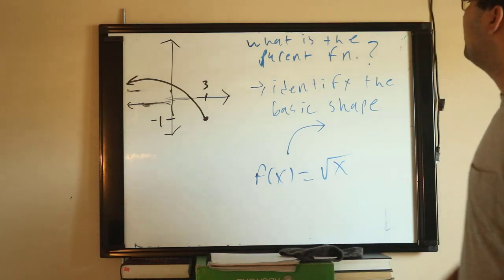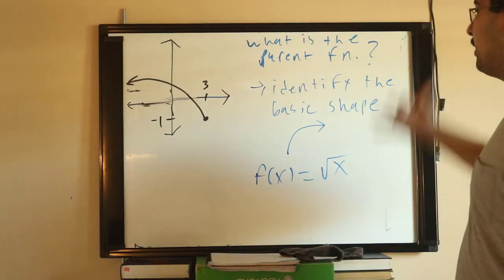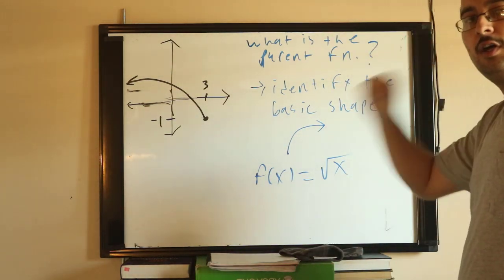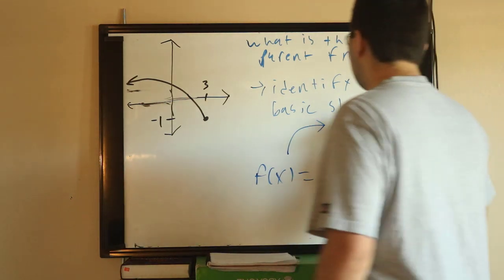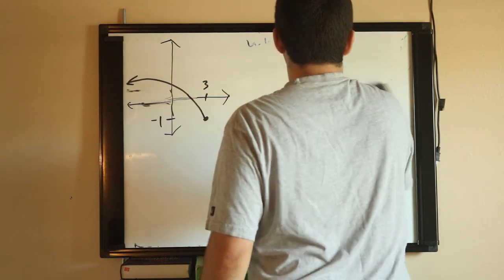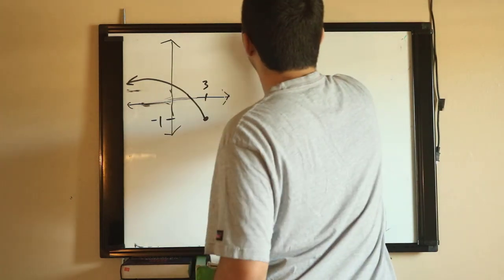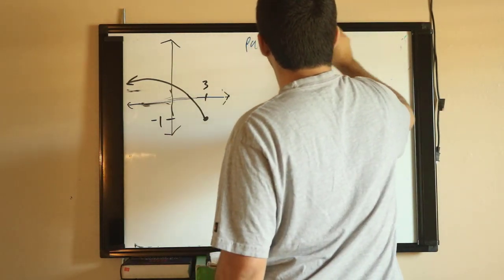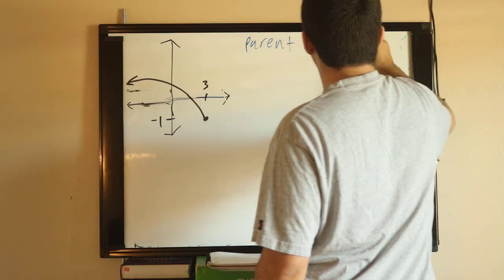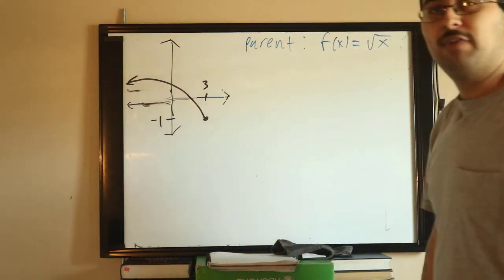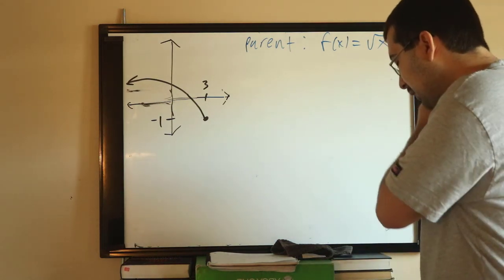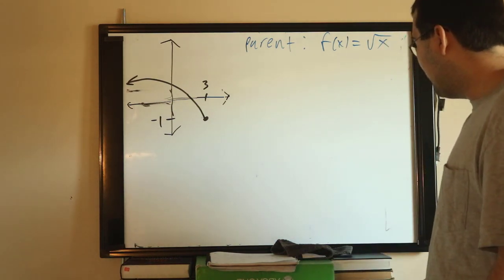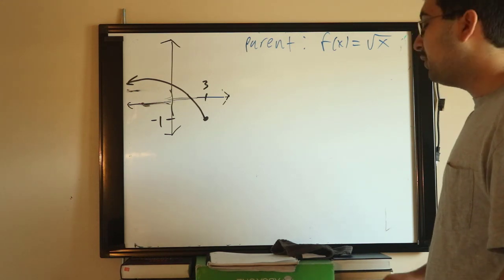So again, I'm going to need the board space. Take a moment, pause the video, get this blue portion written down. I'm going to erase it. So go ahead and pause now. Alright, so that is our parent function. Our parent is square root of x. Let's now identify the translations that are going on. Okay, and how do we do this? Again, go back and remember.